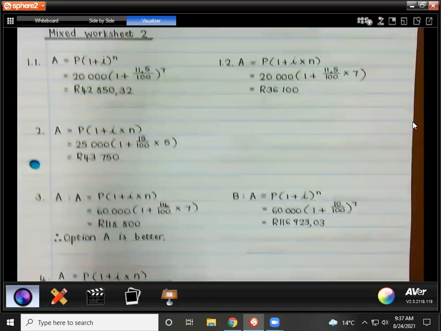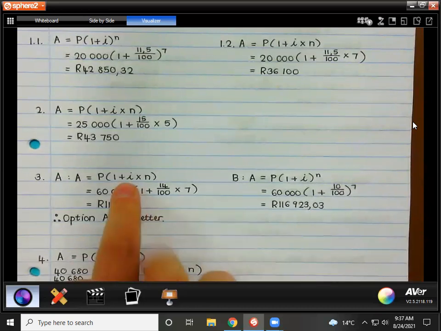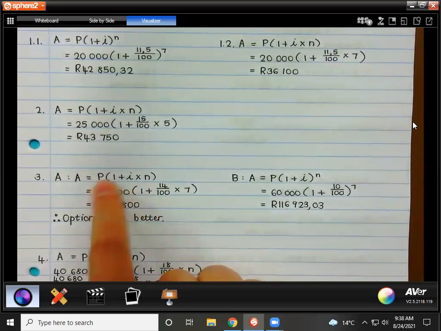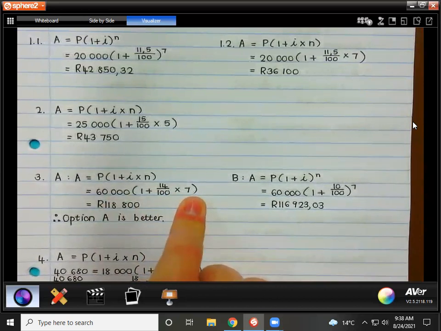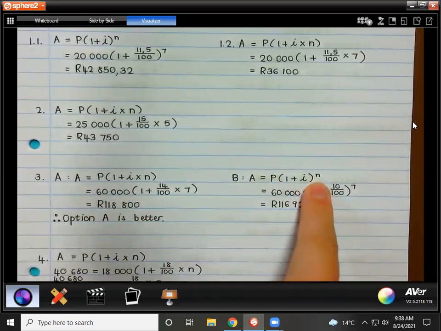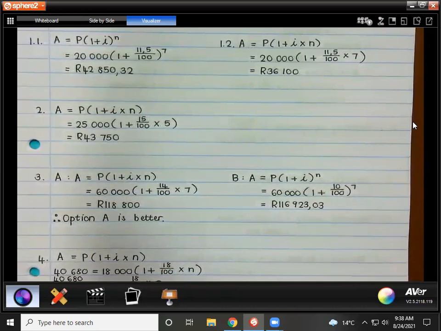All right, for number 3, they gave you 2 different, I think these were 2 investments. So they had A and B, and they asked you which one is better. Okay, so the first one was using simple interest, and it was 14%. Right, so you have your simple interest formula, you put your P value, the investment amount, the 60,000, 14% times 7 years, and you get that answer. Investment B was a compound interest investment, again for 7 years, again 60,000 Rand, but this interest rate was now 10%. Okay, so not 14 like in the previous one. So then you type that into the calculator and you get this amount.